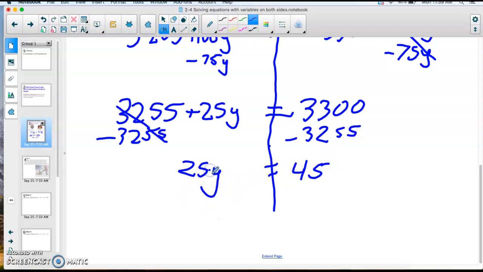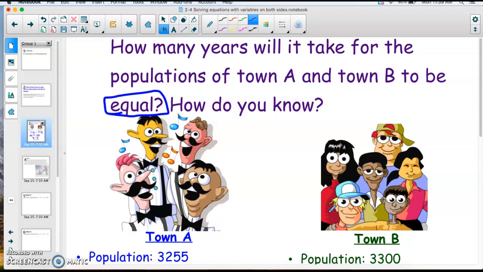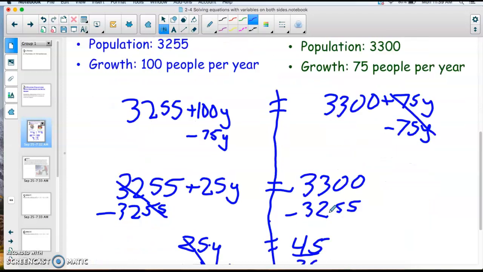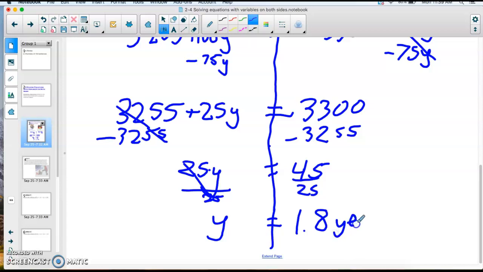And now we're multiplying, and we want to get the y by itself. That's our end goal, right? Okay, so we need to divide both sides by 25. And so 45 divided by 25, grab your handy dandy calculator, 45 divided by 25 gets you 1.8. So going back to the question, how many years will it take for the populations to be equal? It will take 1.8 years for them to be equal.